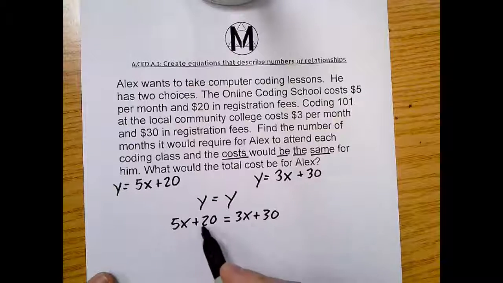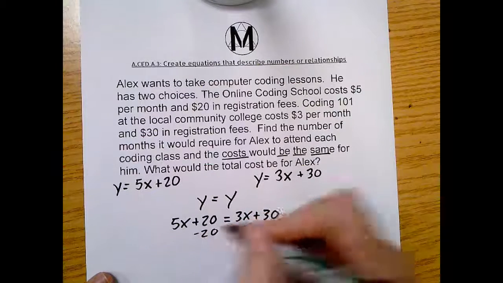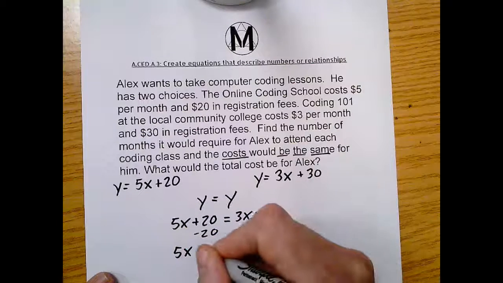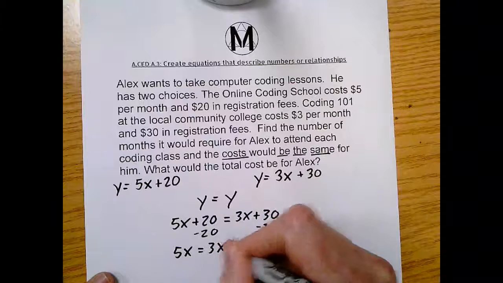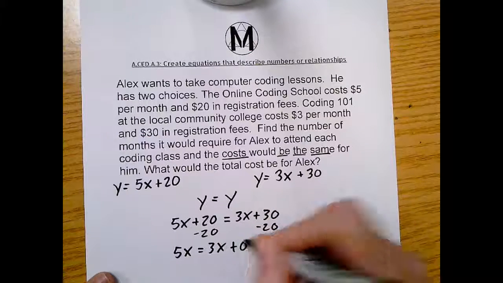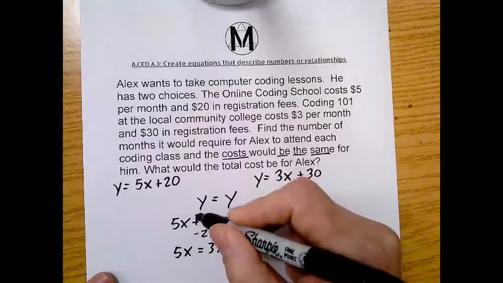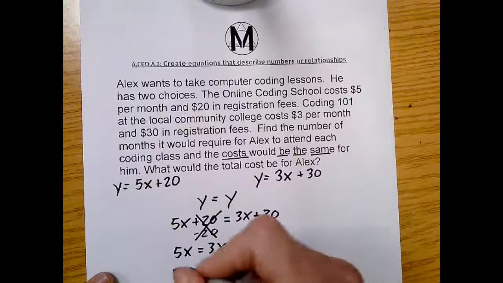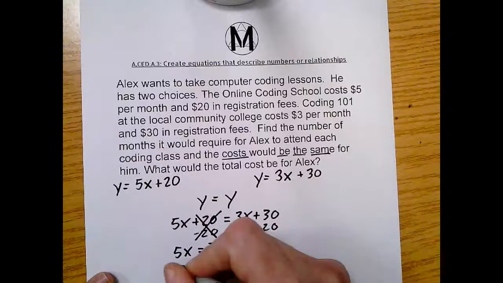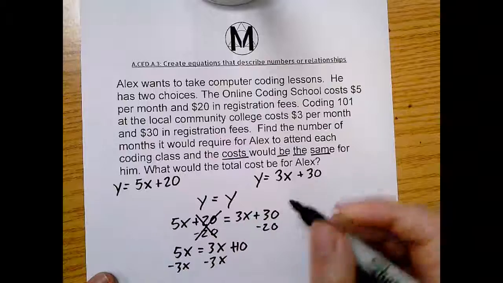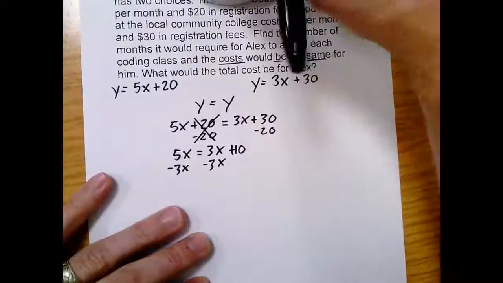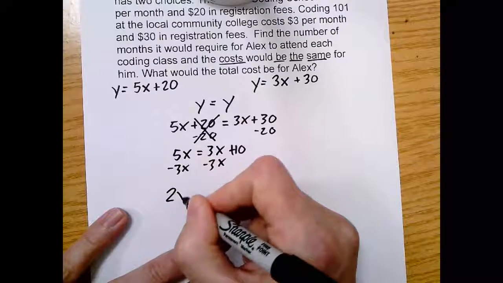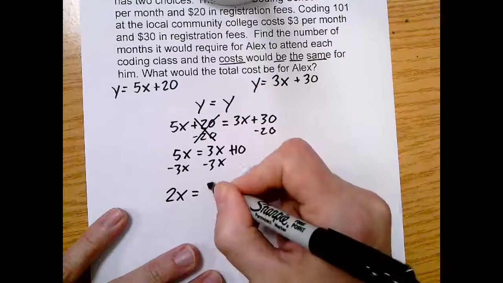So step one, I will subtract 20 from both sides. And I would get 5x is 3x plus 10. Oops, 10. And because these cancel out. Okay. Next thing I'll do is subtract 3x from both sides. And I'm going to get, oh, run out of space here. Come on down. Lots of paper to work with. And I get 5 minus 3 is 2, so I have 2x is 10.